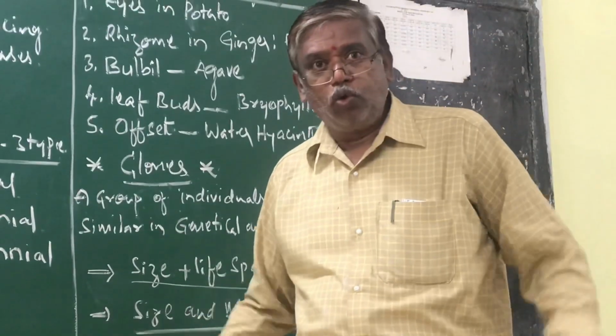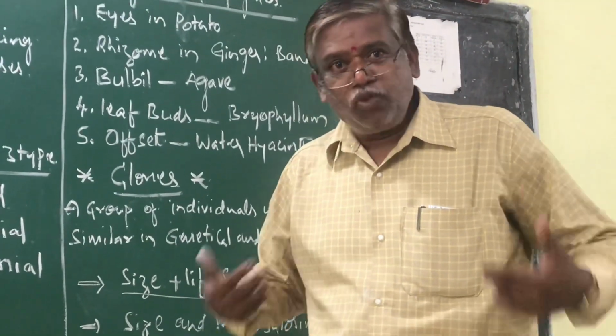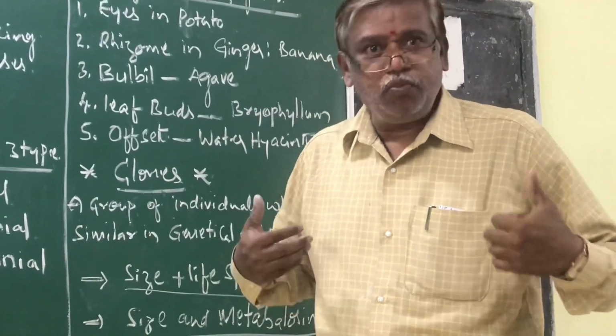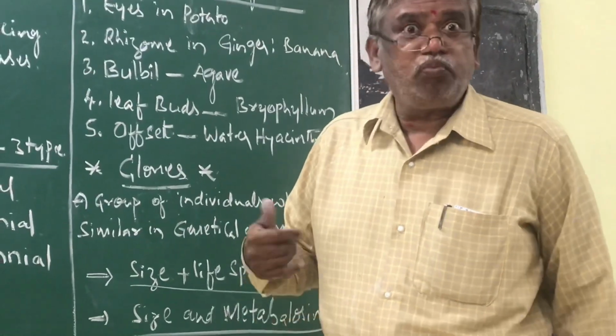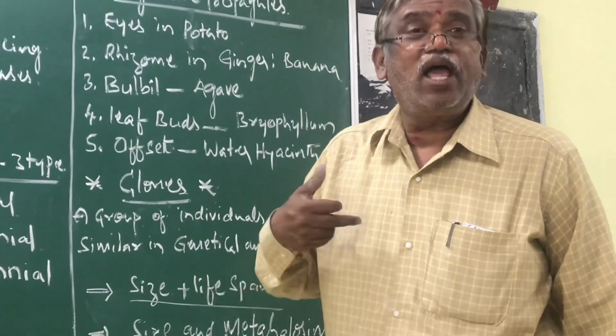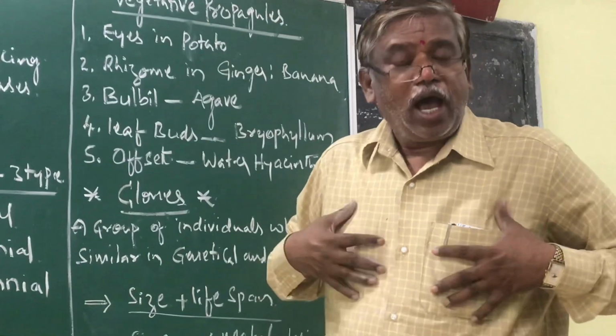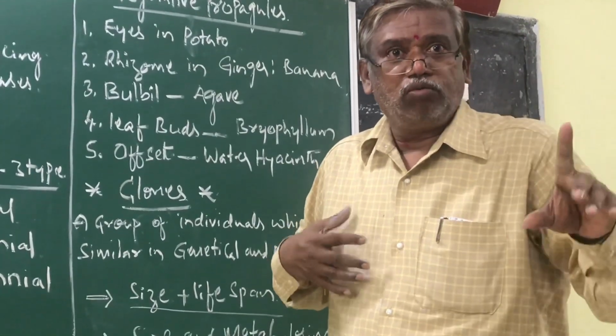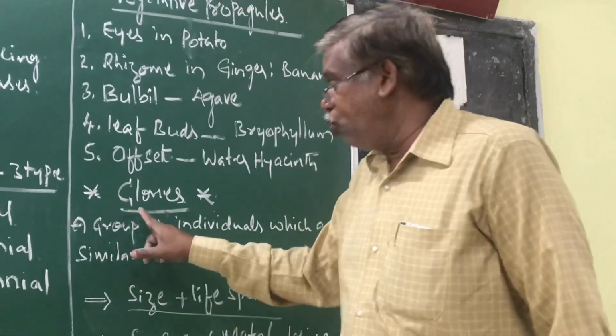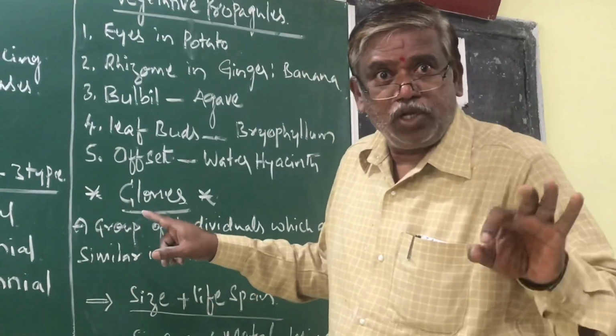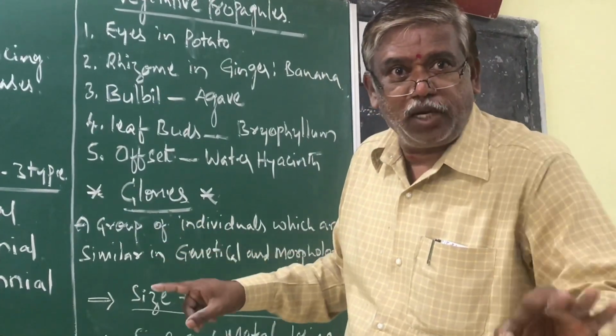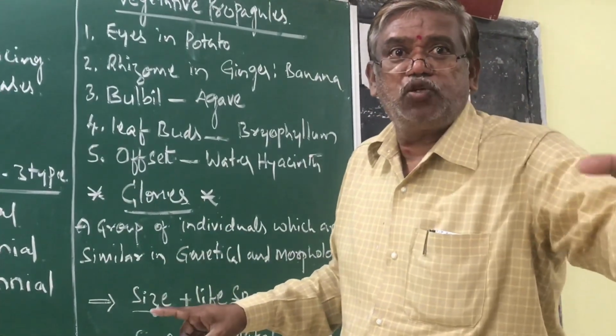I am not a clone because, though I am an individual, I am not formed by asexual reproduction. I am formed by sexual reproduction. So I am not an example of a clone. Once again, clone formation must take place by asexual reproduction only.